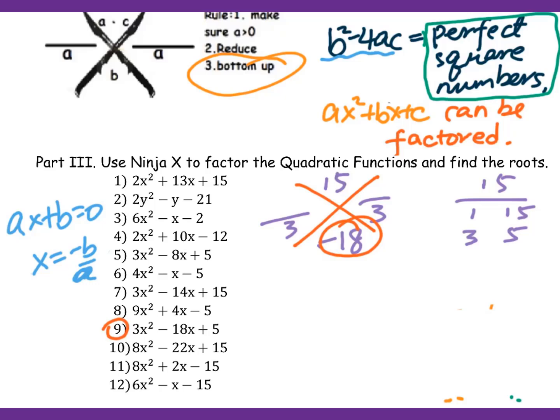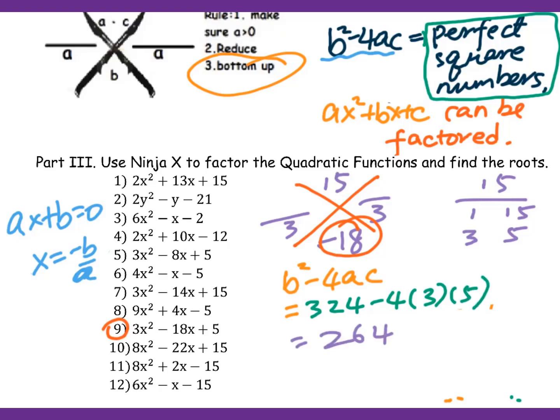You can check by doing b squared minus 4ac. 18 squared equals 324 minus 4 times 3 times 5. You will get 264. It's not a perfect square number. Therefore, it's not factorable. For number 9, just write down not factorable.